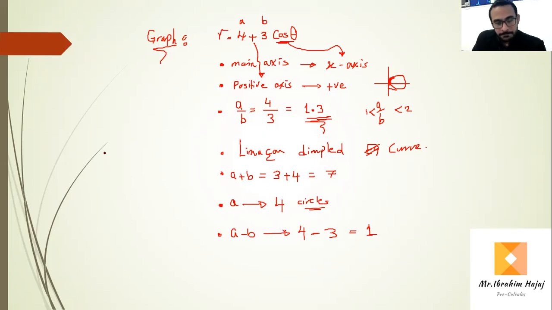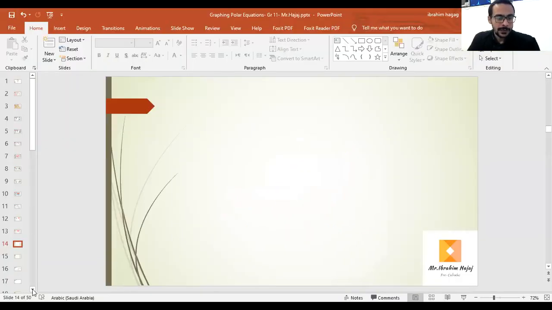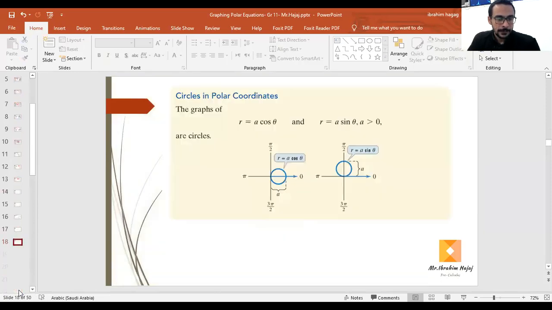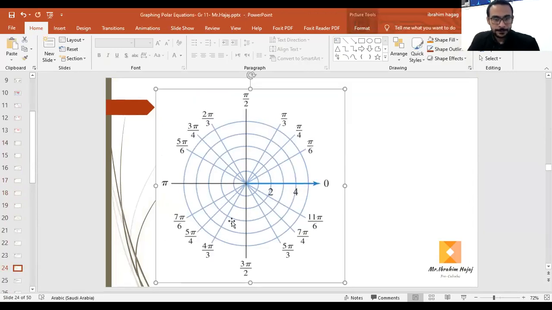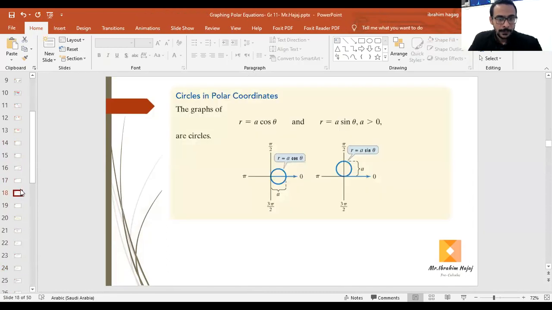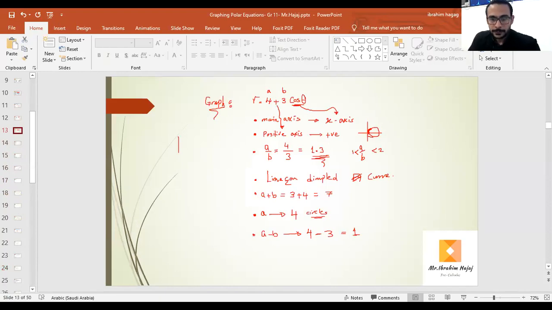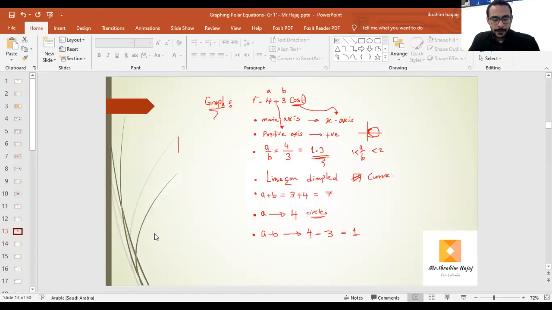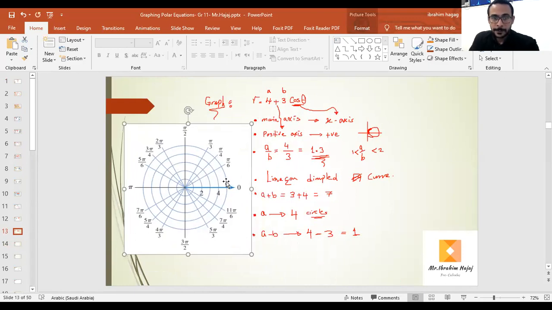And let's graph it. I will try, guys, to bring the original standard graph. Where is the original graph? This one. I'm going to copy it here. Sorry. Let's put it here.